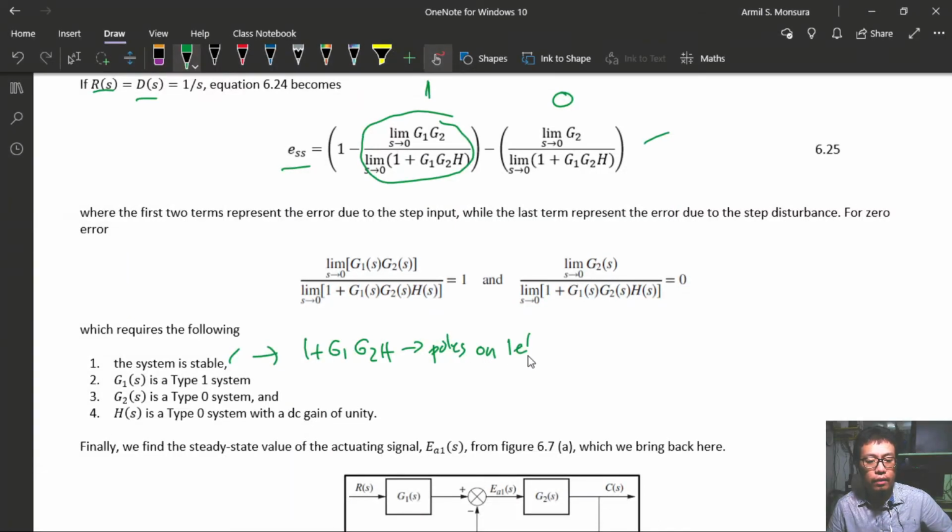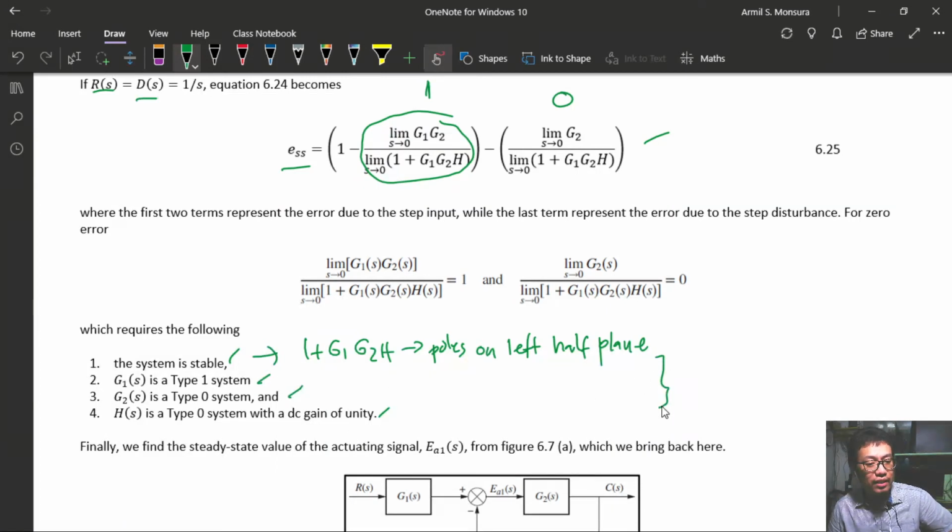On the left half plane. Okay? G1 should be a type 1 system. Okay? G2 should be a type 0 system. Okay? And H is a type 0 system whose DC gain is unity. So we need to satisfy those four requirements.